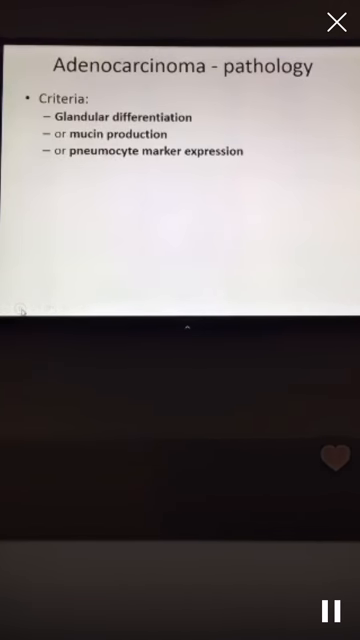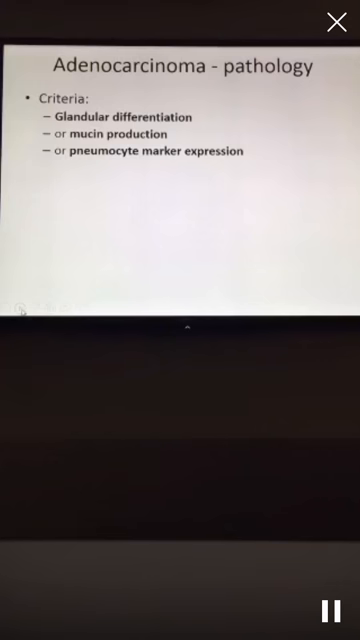Next, please, Emily. So adenocarcinoma pathology, what you should know for sure is that feelings are not enough, right? You shouldn't tell me, I think this is adenocarcinoma because I just have a feeling that it's glandular. I don't want feelings. One of my attendings used to tell me, you're too young to have feelings. So no feelings, we need criteria.